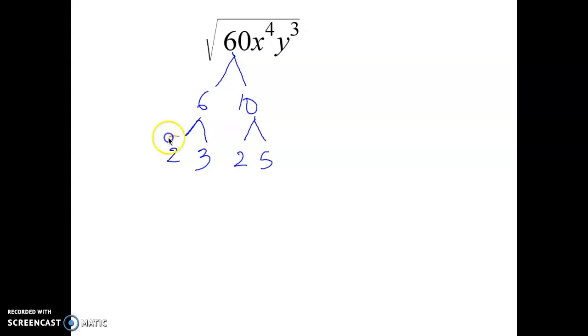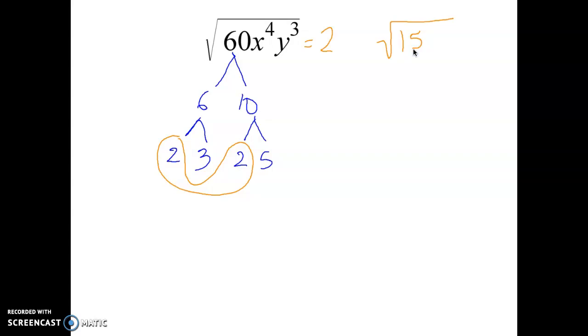Okay, I'm going to circle the 2s because that's a pair. All right, and the 2s are going to come outside the house. But 3 and 5, they don't get to come outside. They don't have a buddy. So we're going to multiply those back together. 3 times 5 is 15. And 15 is the number that you're going to see in the house.